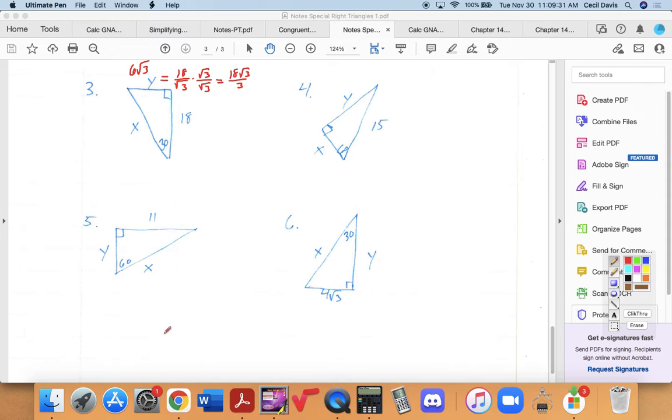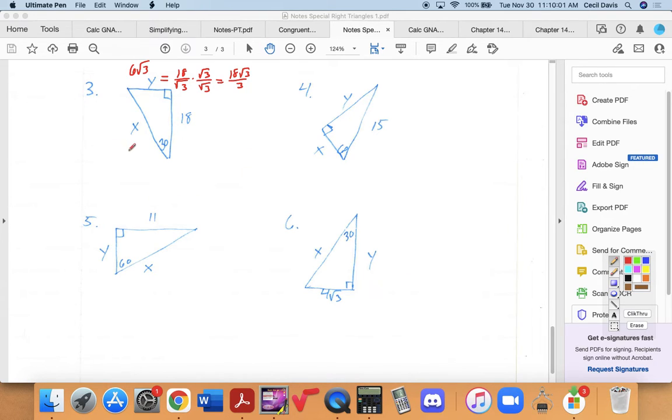Will it always be, if we're doing this to find the short leg, a third of the long leg times the square root of 3? Yes, but the problem is what if it's not divisible by 3? That's why I don't memorize the rule that way, but it's true.